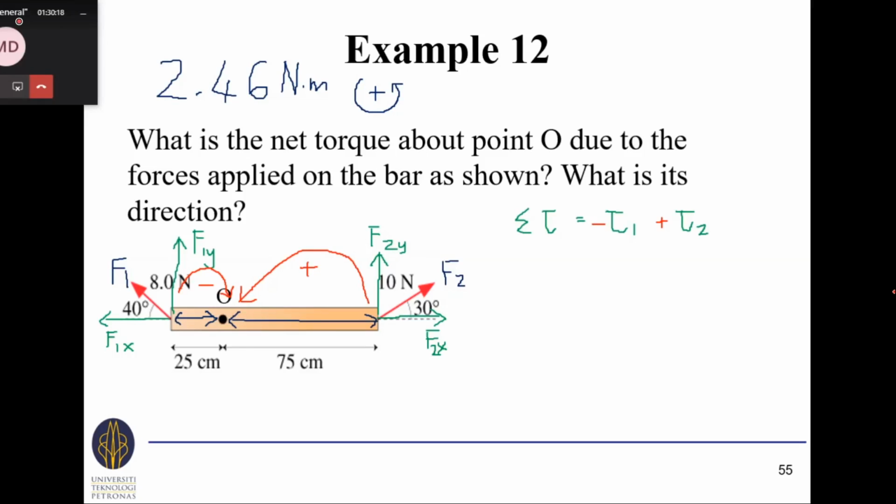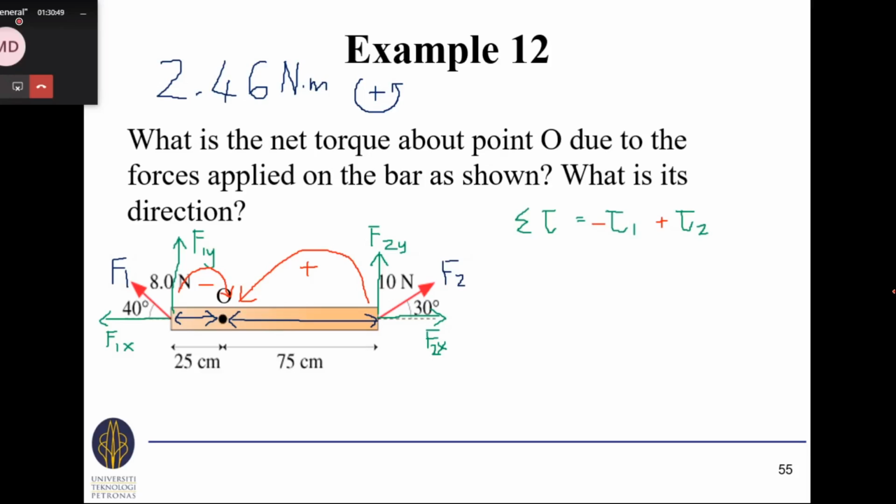You should be getting the final answer, 2.46 Newton meter. So you need to try to do this. Previously, torque has been killing a lot of students, so I don't want that to happen to you this semester. If you don't understand it today, I can understand, but put more effort into understanding the concept better.